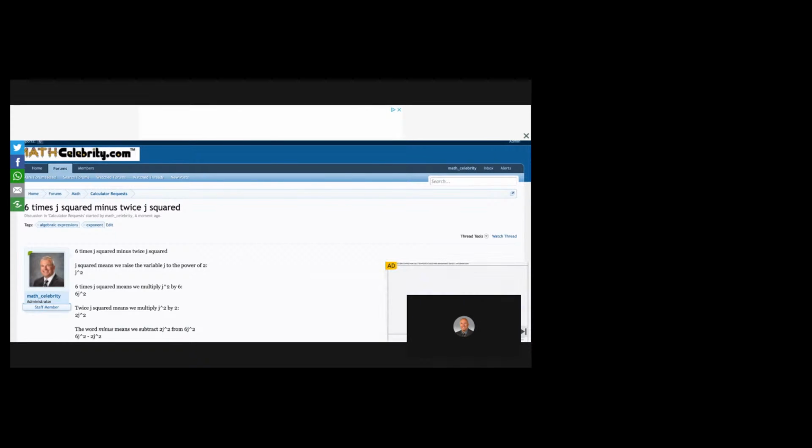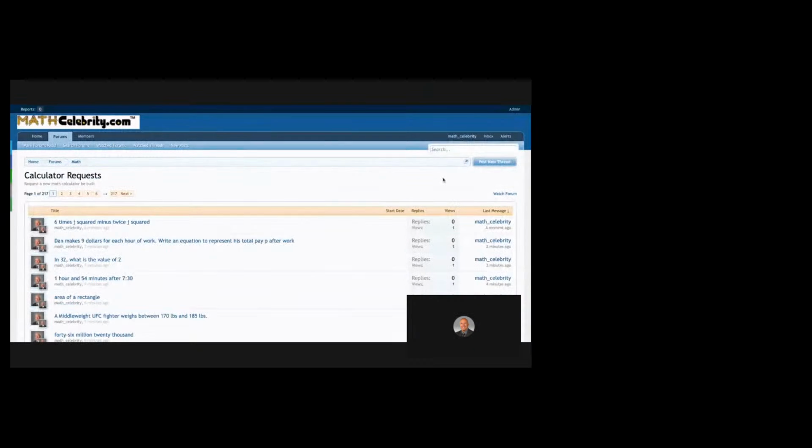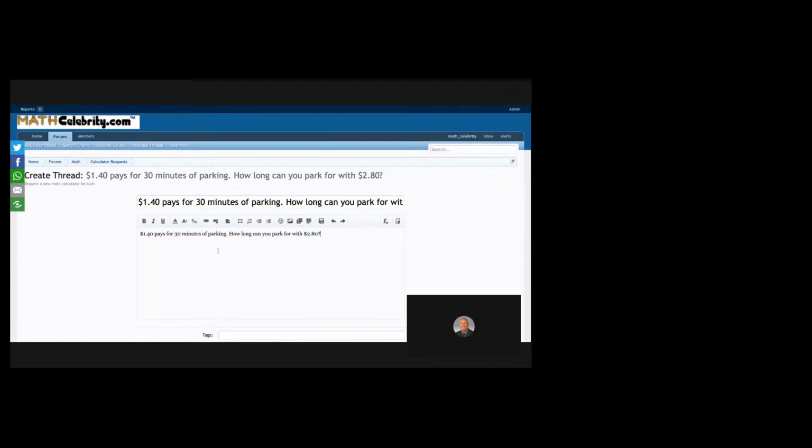All right, we're making good progress. Okay, these kind of trip up students sometimes if you don't see the shortcut. So $1.40 pays for 30 minutes of parking. How long can you park for with $2.80? So immediately I see that 280 is 140 times 2. You may not spot that up front, but it's nice to look for these shortcuts.